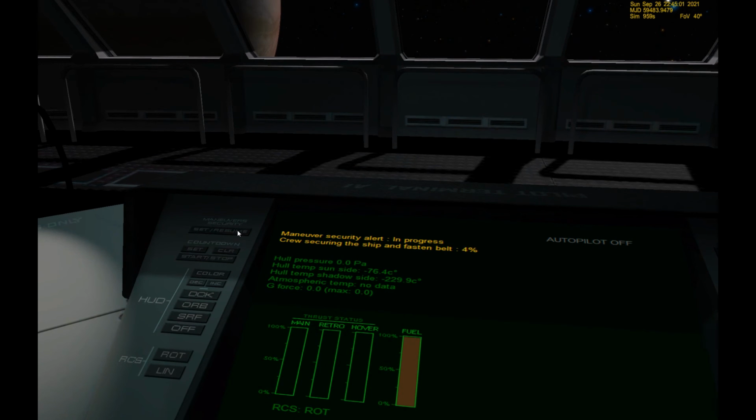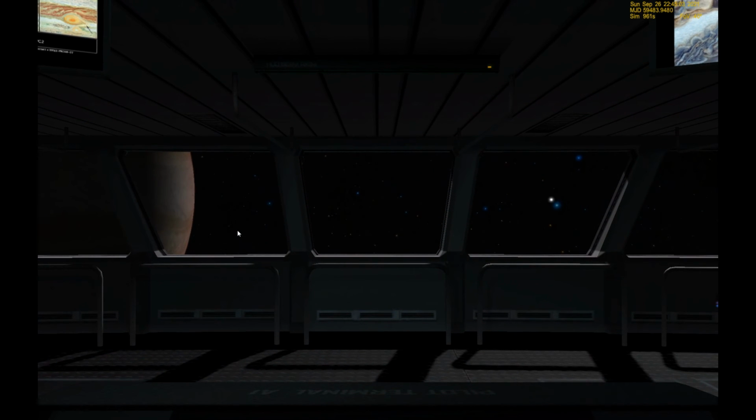Attention all crew, we're about to start the orbital maneuver. Please perform your pre-maneuver checklist. We need all engineers at the front deck for instructions, and also please verify that your cabin is secured before the maneuver.